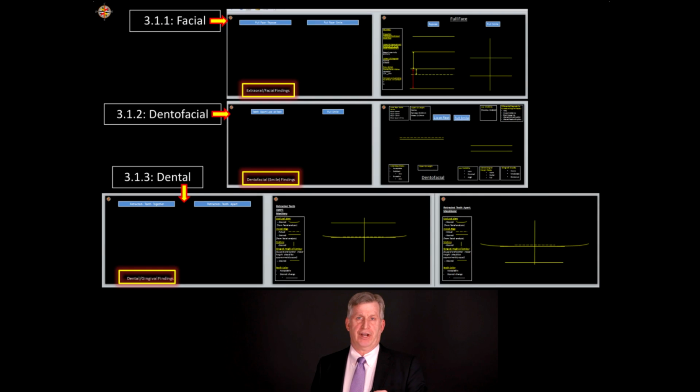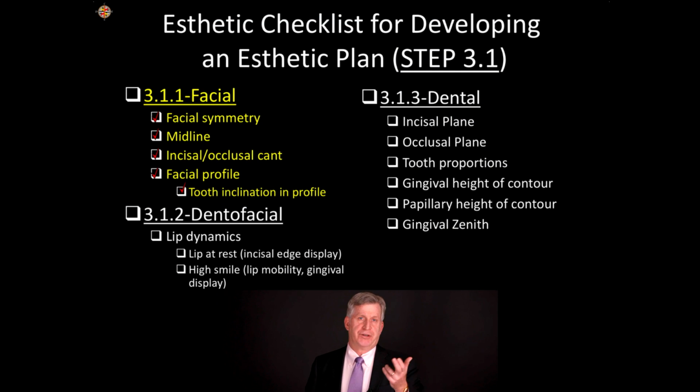There's 3.1 facial, so the first 2 are your facial analysis. And then 3.1, excuse me, that was 3.11. 3.12 is dentofacial, where we're going to look at lip dynamics. And finally, in the dental is where we start to do the design. So here's the aesthetic checklist for developing an aesthetic plan, and we start with facial. And we're going to look at symmetry, midline, incisal edges, facial profile.